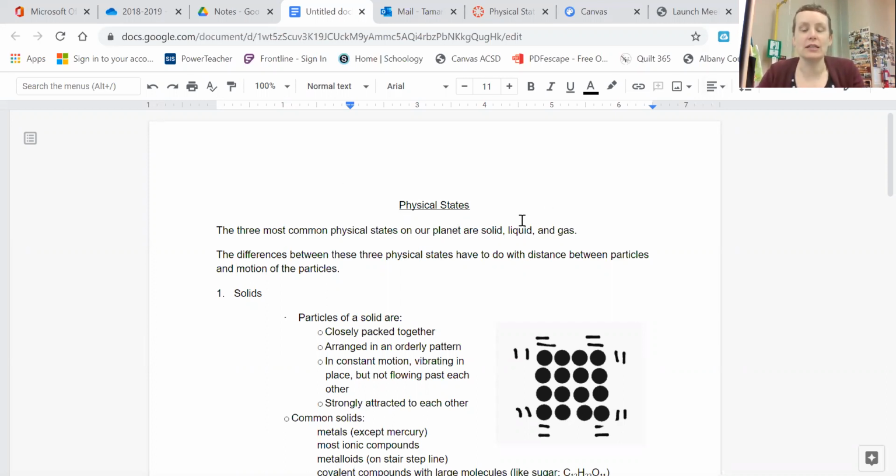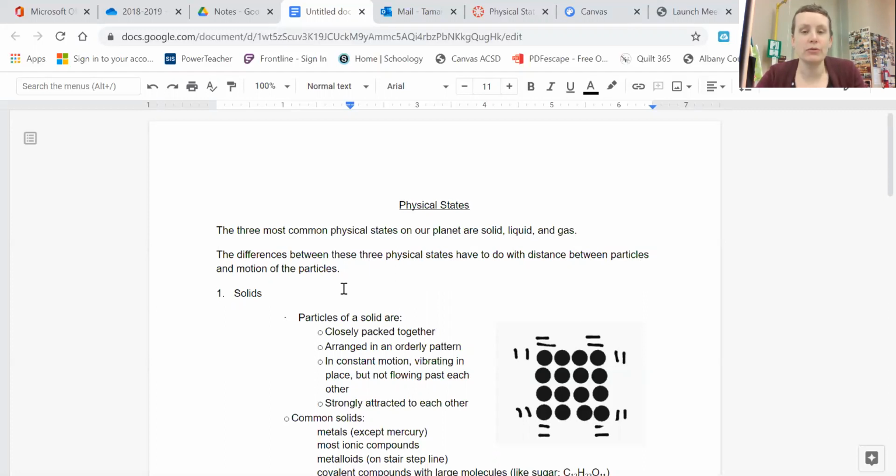Okay, so physical states. We are entering our third unit, and this is air chemistry. We're going to talk about the three physical states, and then we're going to really focus on gases moving forward. The three most common physical states on our planet are solid, liquid, and gas. The differences between these three physical states have to do with distance between the particles and motion of the particles.